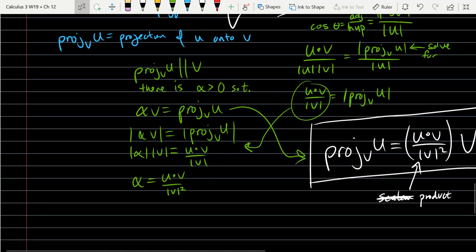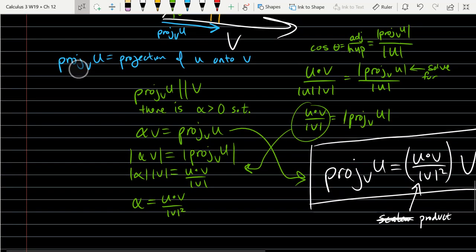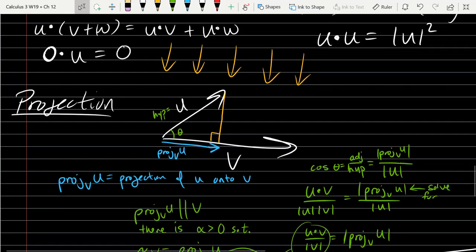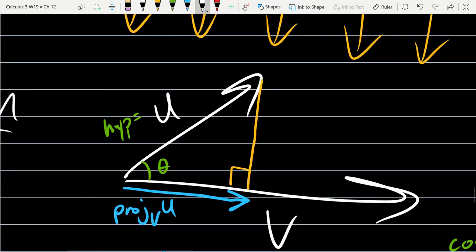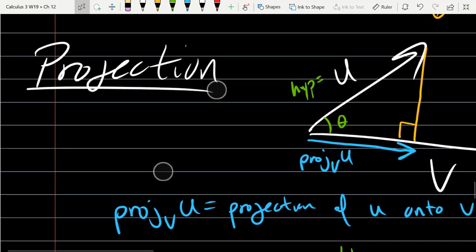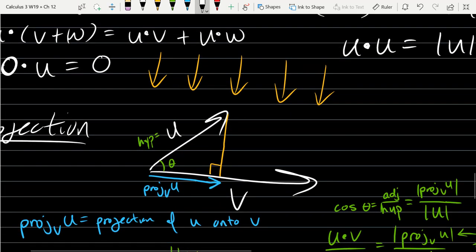So let's look at the situation if the angle is greater than, well, let's think about it. If the angle is exactly pi over 2, what will the projection be? The projection will be the zero vector. Now I'm going to redraw this situation with an angle that's bigger than pi over 2. Well, actually, first, let's see what would happen if this angle theta was really big.